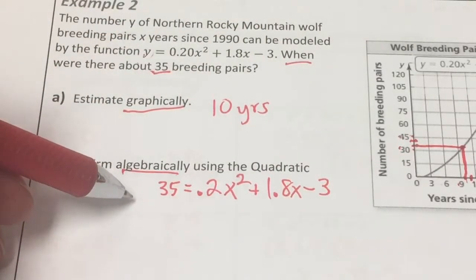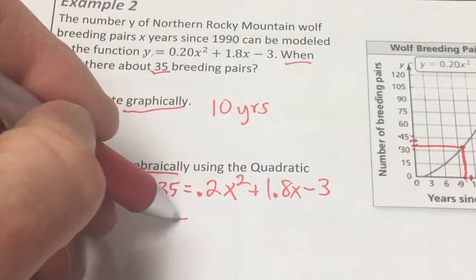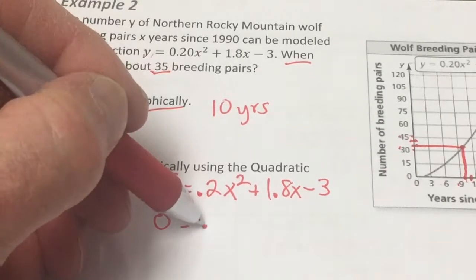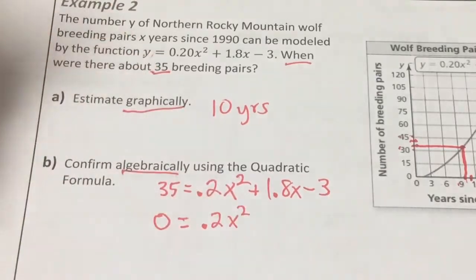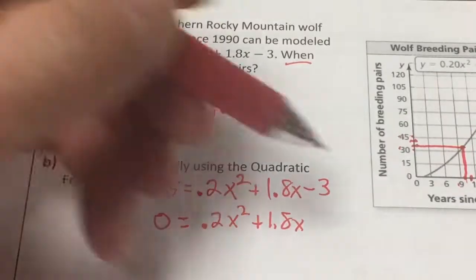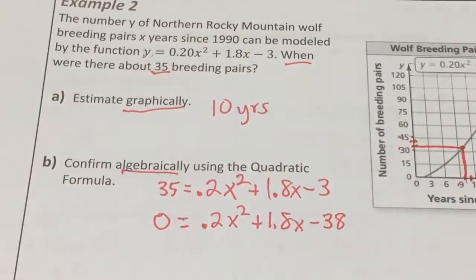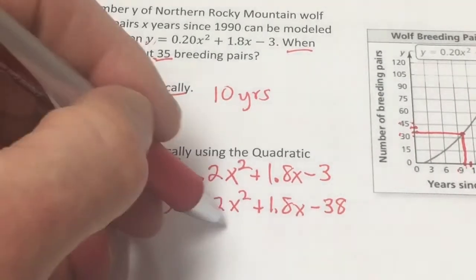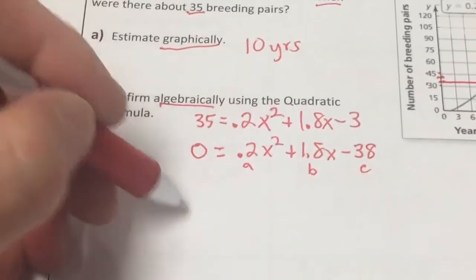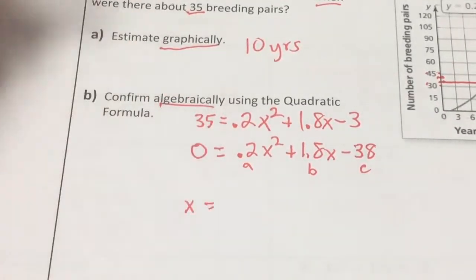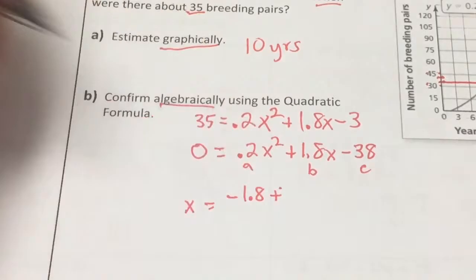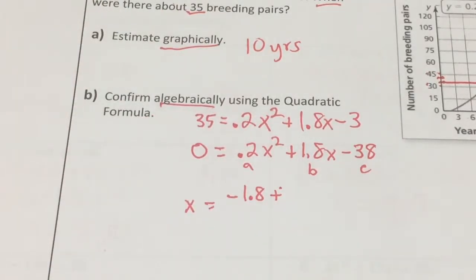Now we can't use the quadratic formula unless we have it equal to 0. So let's make this a 0 by subtracting 35. This will be 0.2x squared still plus 1.8x, and now minus 3, subtract 35, minus 38. Okay, now we have an a, a b, and a c, and we can use that quadratic formula. So x equals the opposite of b, which would be negative 1.8, plus or minus. Actually, it's only going to be the plus in this case.